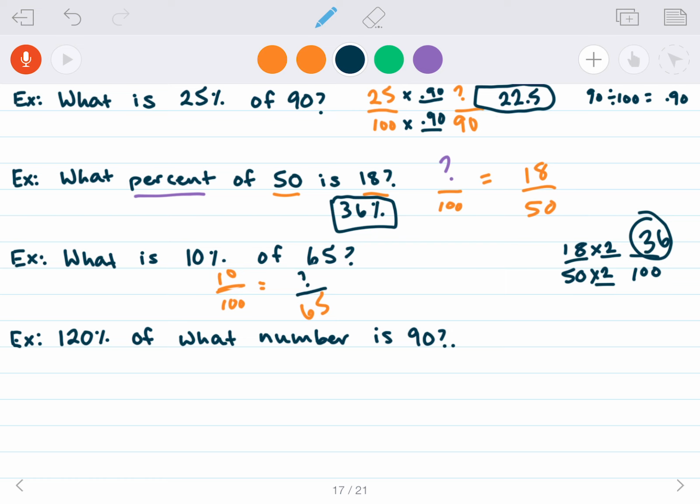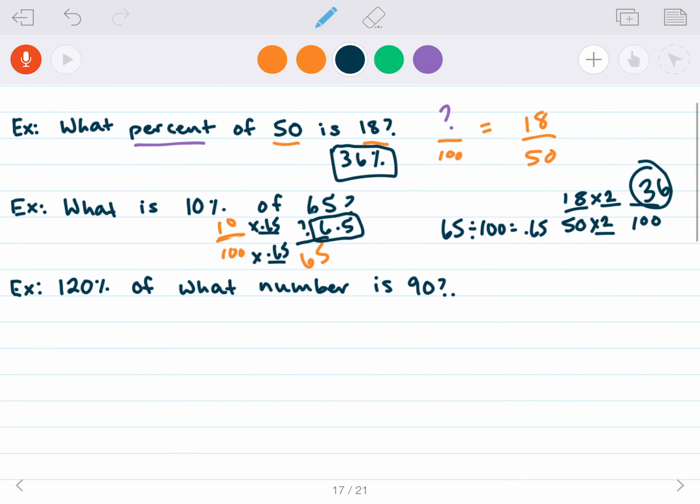Okay? So on the bottom, 100 times what is 65? Well, to do that, you can do 65 divided by 100, and that's going to give you 0.65. So I have to multiply top and bottom by 0.65 to get my answer. So 10 times 0.65 is going to be 6.5. That is my answer here. What is 10% of 65? That's going to be 6.5.